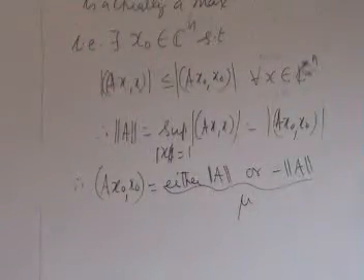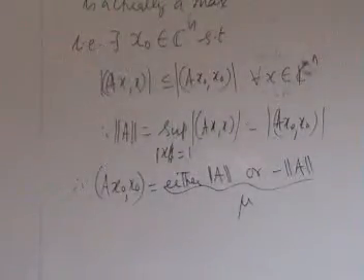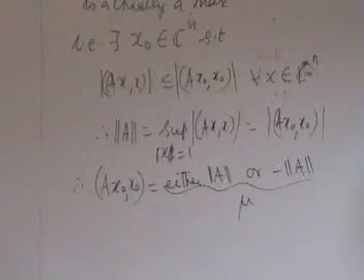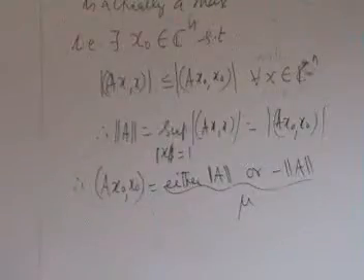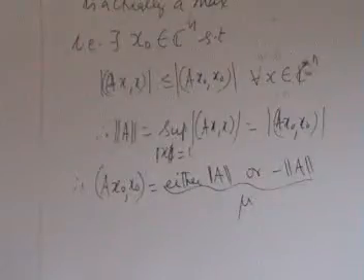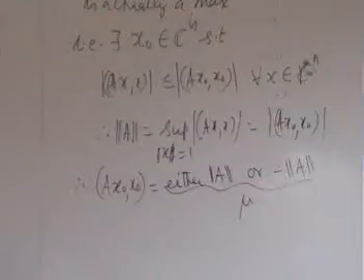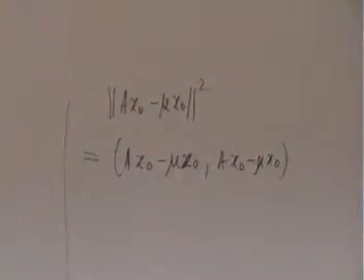Finally, why not look at this? By the fact that I am using the inner product, the length of any vector squared is the inner product of the vector with itself. Okay? So if we call Ax0 minus mu x0 as some y, norm y squared is (y, y), that's all. Now I am going to expand this inner product.